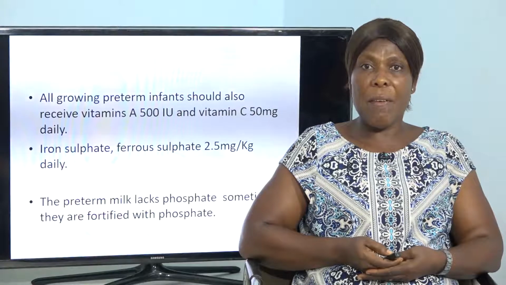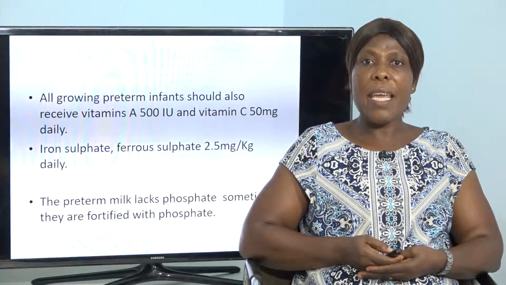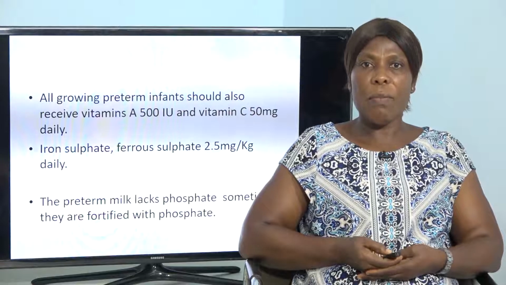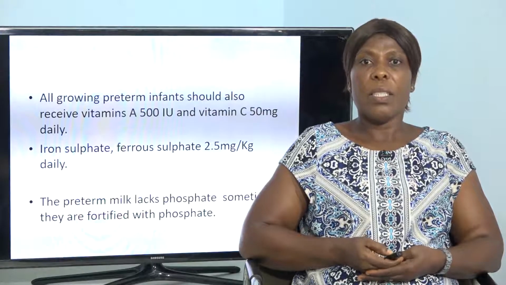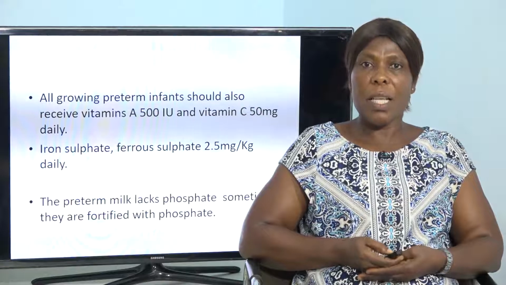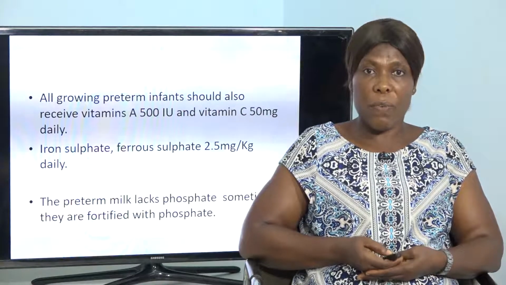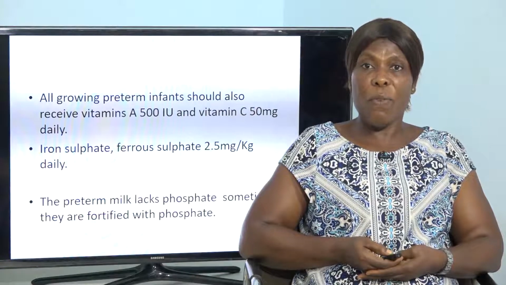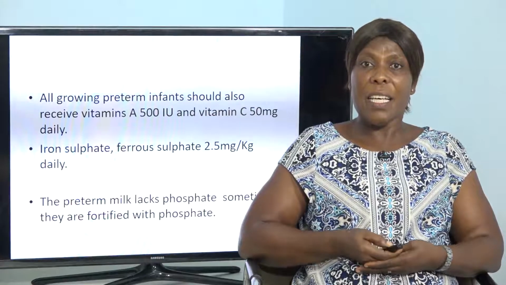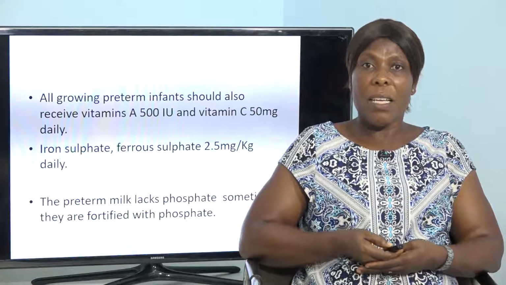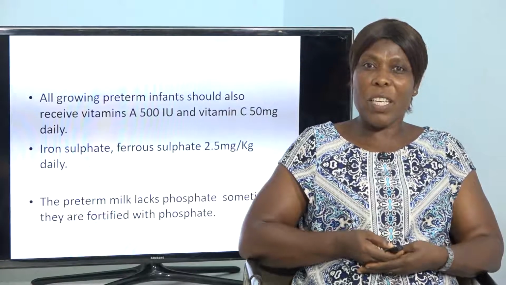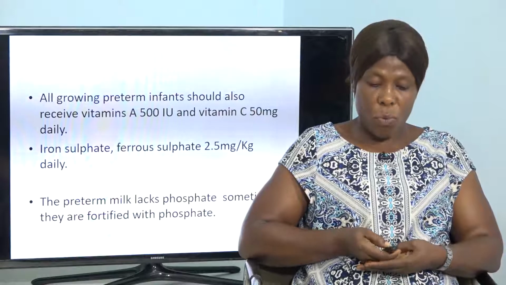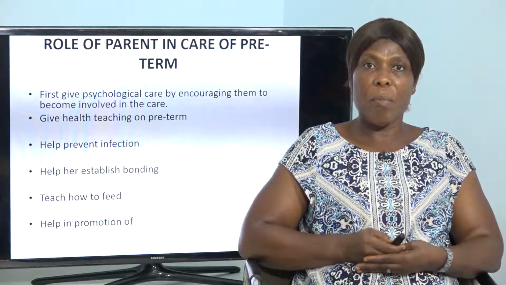All growing preterm infants should also receive vitamin A and then vitamin C. Iron phosphate is also necessary per body weight. The preterm milk lacks phosphate. Sometimes they are fortified with what? Phosphate. As I said early on, you need to fortify their food with these nutrients. The vitamin C, the mother has to take it, and then the baby gets it. But because the mother is not able to give this baby vitamin A and then C before giving birth, the moment they come out, we need to provide them with these minerals.